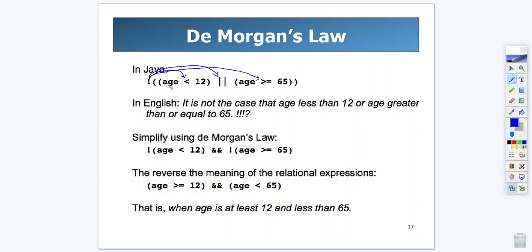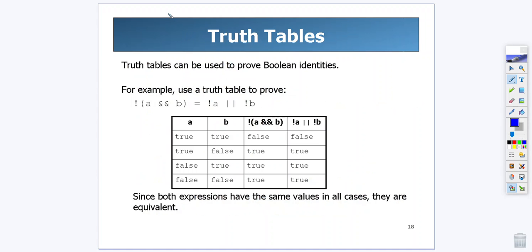So right now in English, it's saying, okay, it's not true that age is smaller than 12 or greater than or equal to 65. That sounds kind of complicated, right? So I can simplify this by distributing. The negation of less than is greater than or equal to. The negation of or is and, and the negation of greater than or equal to is less than.